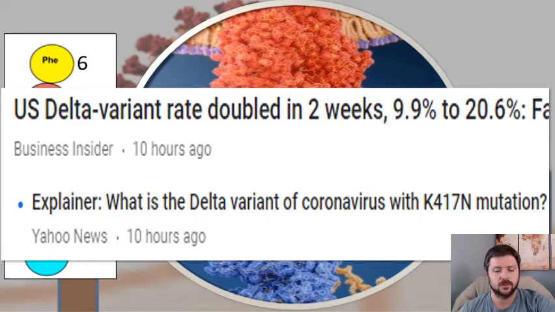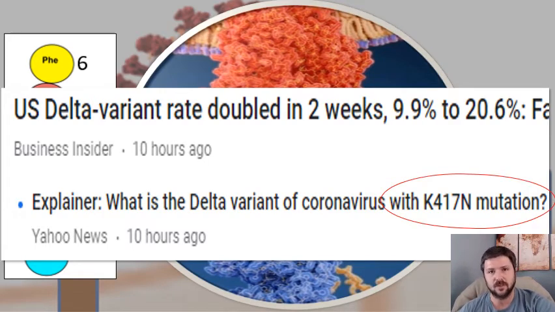So I went to Google News and didn't even type in a news search. Just scrolled down until I found the first thing for viruses, and lo and behold, there is a variant with a K417N mutation. 417, not the area code for Southwest Missouri, also 417, but K417N. So what is this?